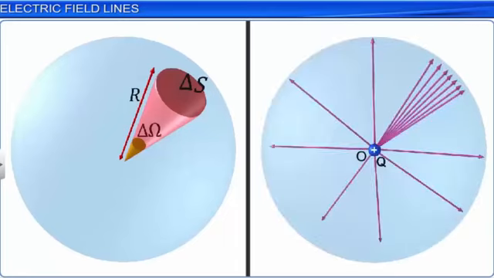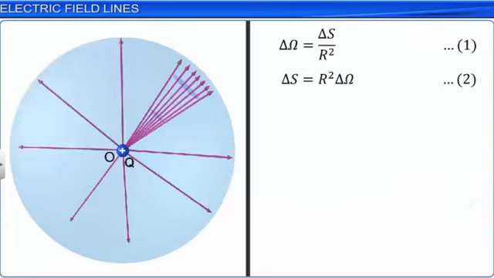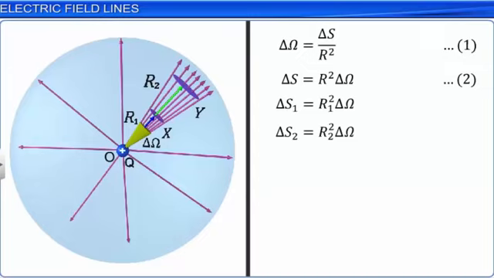For a given solid angle omega, the number of radial field lines is the same. At two different points, say x and y, in the electric field, which are at distances r1 and r2 from the charge, we observe that the area of the elements subtending the same solid angle delta omega will be delta S1 equal to delta omega into r1 square at x and delta S2 equal to delta omega into r2 square at y respectively.